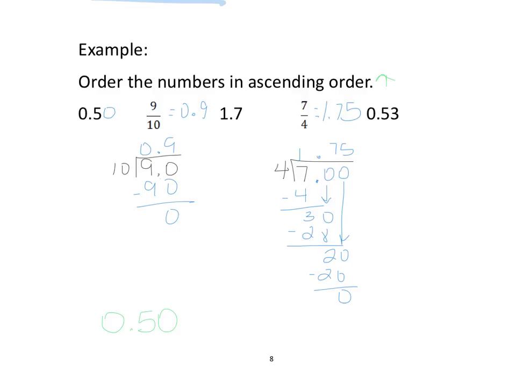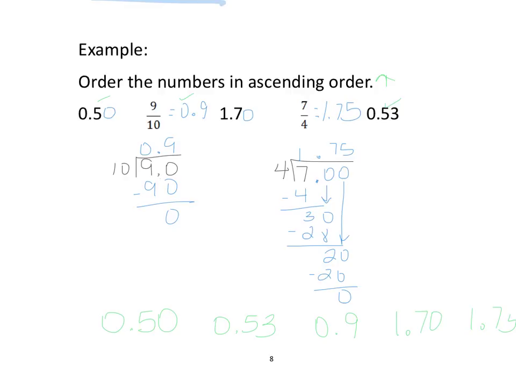Next comes 0.53. And then we have 0.9. And then we have 1.7 and 1.75. Again, if we were to add a 0 after the 1.7, just so that both of them have the same amount of numbers after the decimal, we would note that 1.70 is smaller than 1.75.